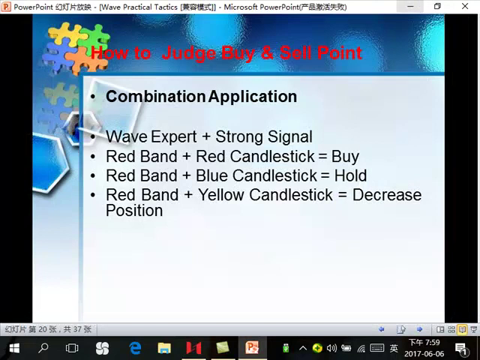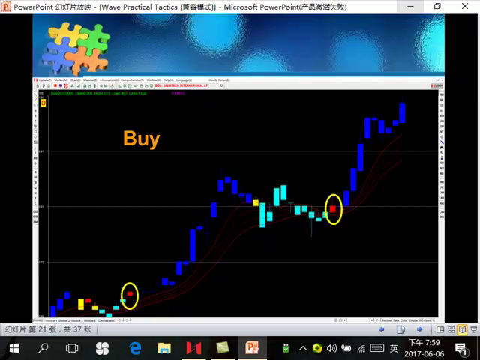So let's see this one. Wave expert and the strong signal. Red band and the red candlestick is the buy point. Red band and the blue candlestick is holding. Red band and the yellow candlestick is decrease your position. Okay? So what does that mean? If you see the red band and the red candlestick, here is the buy point. Okay? Red band and the red candlestick, the buy point.